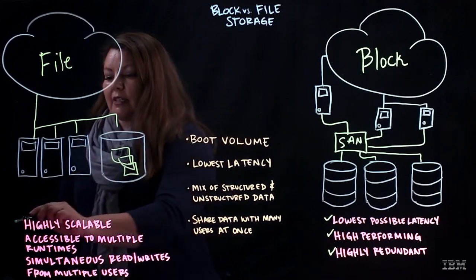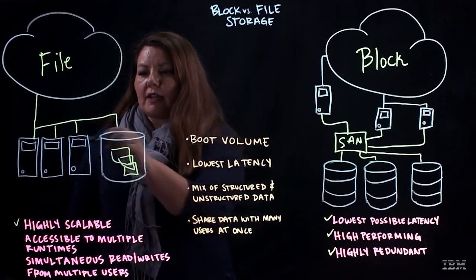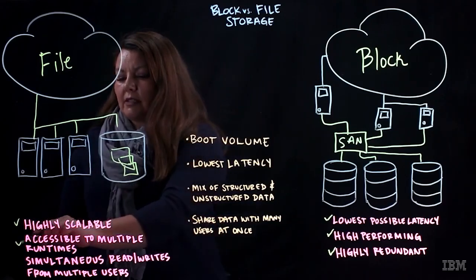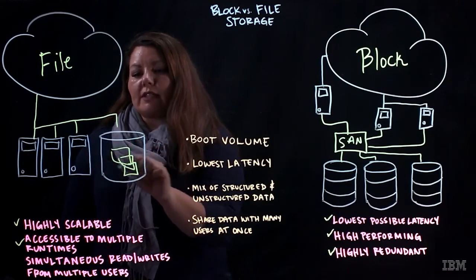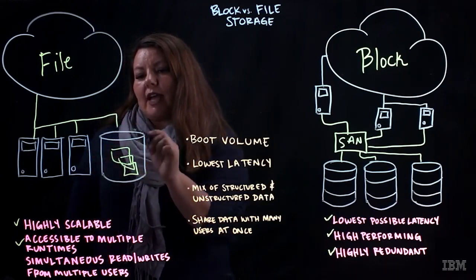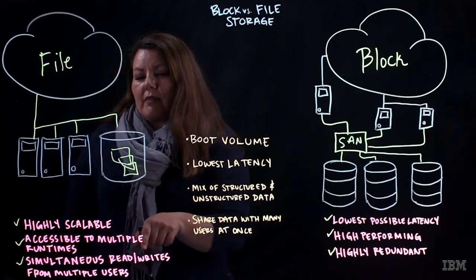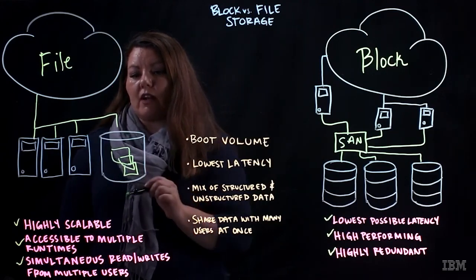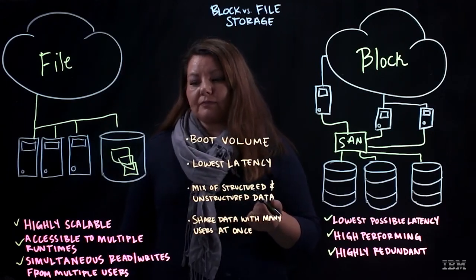File storage is highly scalable, so you can have multiple file shares on your network and have all of your servers attached to that at one time. It's accessible to multiple runtimes. So here in this illustration, we have a single file share that has multiple servers accessing it all at once. And you can also have multiple simultaneous reads and writes going to your file share all at one time without having to worry about your data being overwritten.